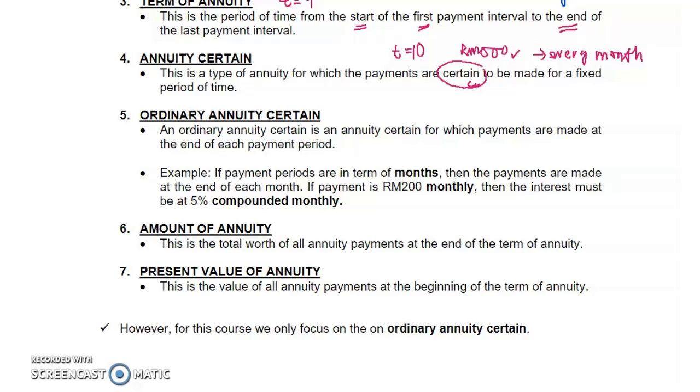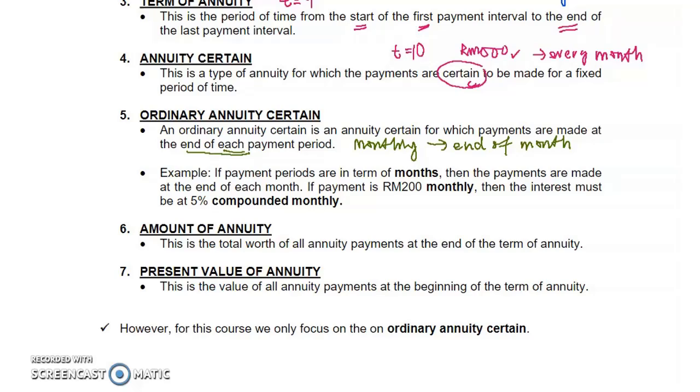An ordinary annuity certain is an annuity certain for which payments are made at the end of each payment period. At the end of each payment period. Example, if your payment is based on a monthly basis, the payment will be made at the end of the month. So that is what ordinary annuity certain means.